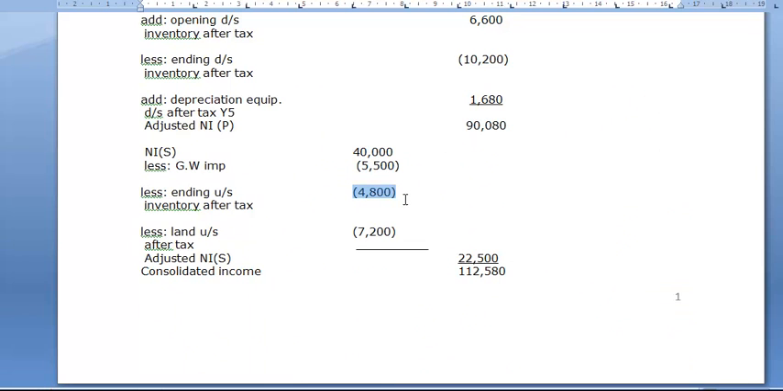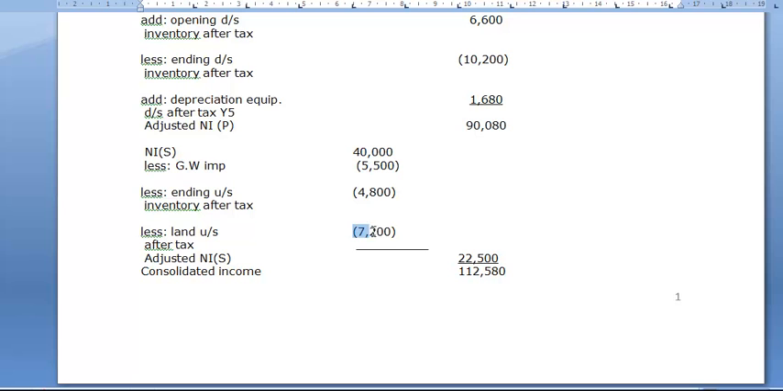Don't forget, there was also the intercompany land sale that took place this year, X5, and that land sale booked a profit of $12,000 by the sub. After tax, tax rate's 40%, so after-tax rate is 60%, that $7,200 has to be removed because the land has not yet been sold outside of the consolidated entity by the entity holding it, which is the parent. So we need to remove that amount of profit from the sub's income.